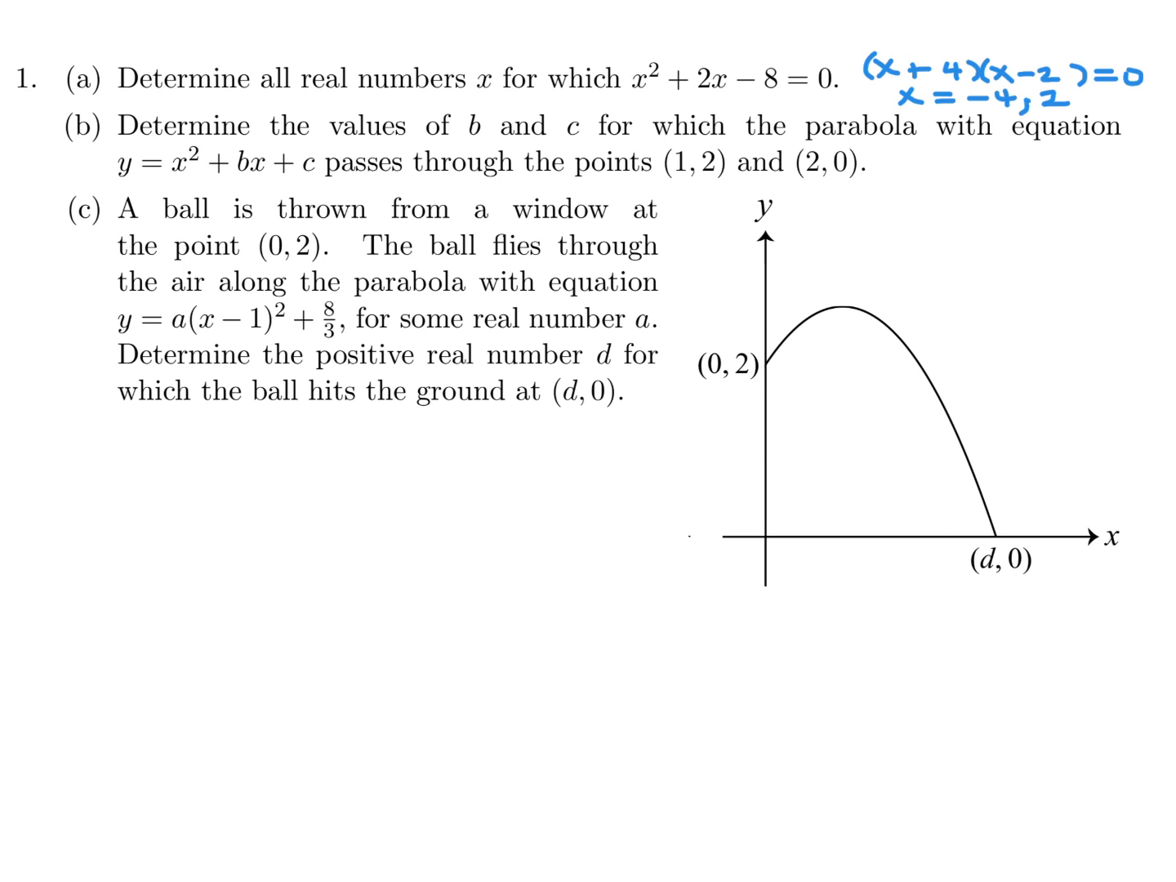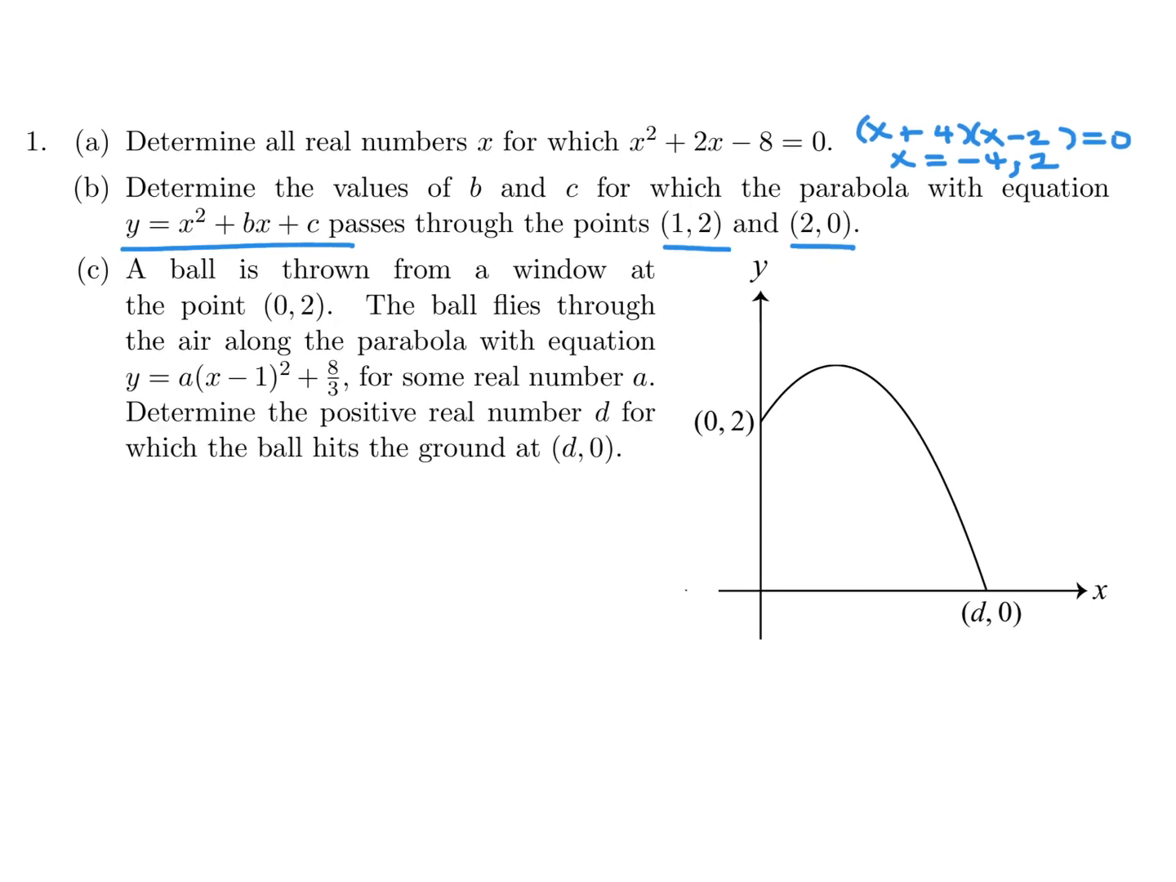Determine the values of b and c for which the parabola with the equation y is equal to x squared plus bx plus c passes through (1, 2) and (2, 0). So we're going to substitute this and this into this. And when we do, we get the following equations. Let's do it up here.